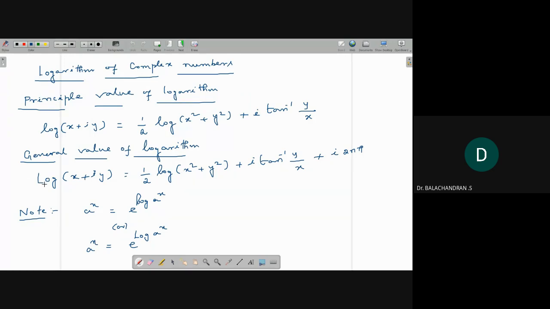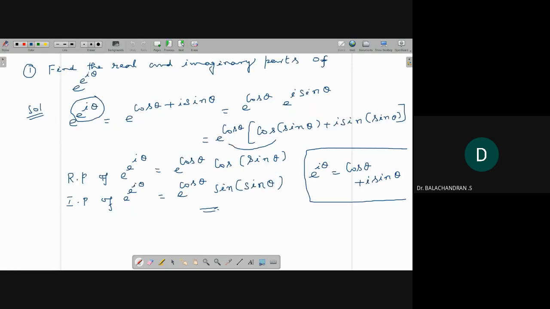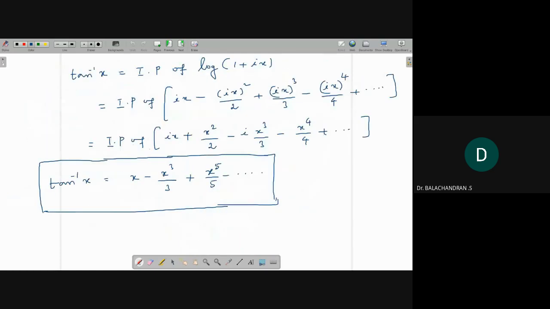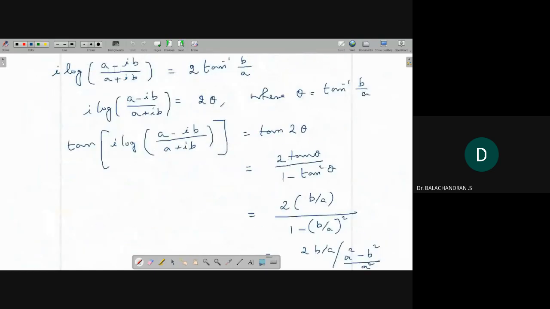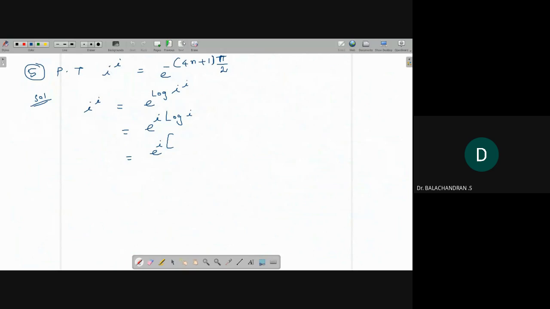The first slide. Okay, log of x plus iy equal to what? Half log of x square plus y square plus i tan inverse of y by x plus i 2n pi. So I will ask only difficult questions to particular persons only. I know who will give the answer, then only I will ask. These types of questions are very easy questions.